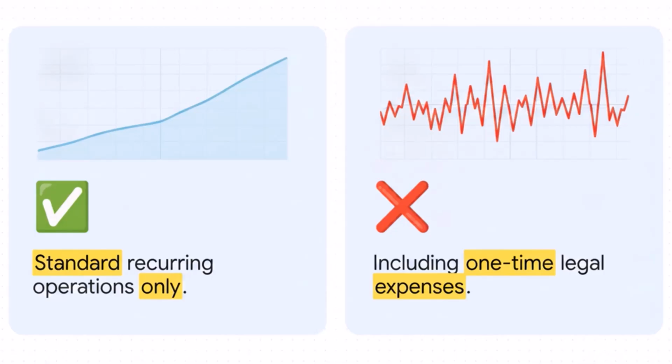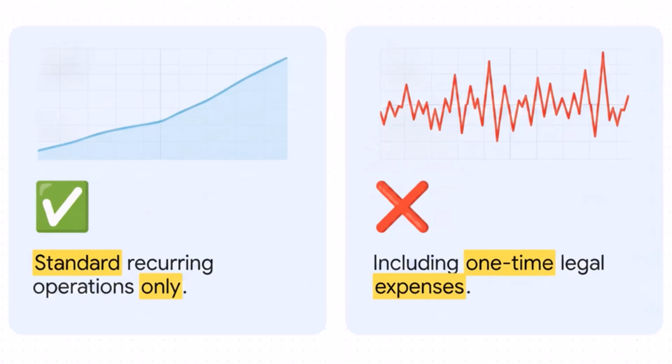We're talking about things like a massive legal settlement, a big one-off equipment purchase, or some highly unusual contractor project. If you leave those in, your multiple is going to swing wildly from one quarter to another for reasons that are entirely unrelated to your core operating model.